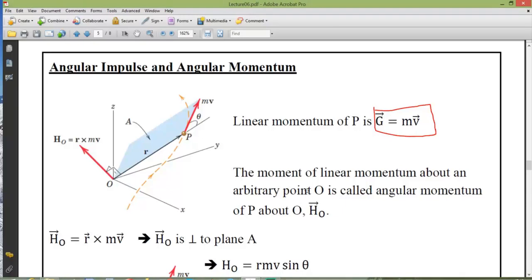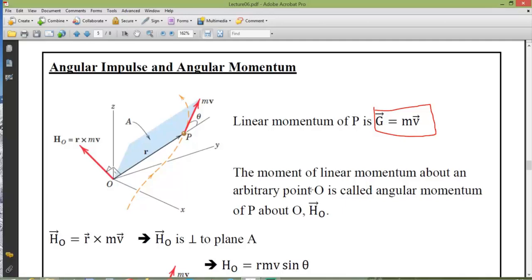The moment of linear momentum about an arbitrary point O is called the angular momentum of P. P is our particle about O, and it is identified by H subscript O, and then you should be aware that there's a vector sign on top of it, so this is another vector we are talking about. The angular momentum is also a vector as the linear momentum. But I will have some good news for you. Since we are working on planes, we can get away with just the scalar version of this formulation.